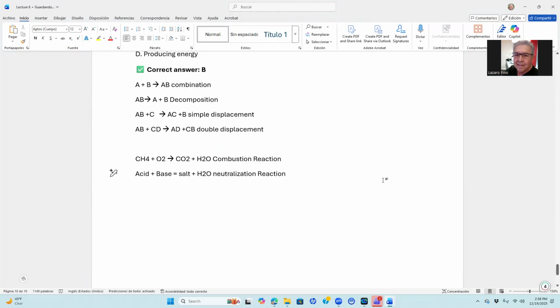With this, we finished. Remember what is important: the evidence that you are in front of a chemical reaction, that is, a chemical change; how to balance the chemical equation based on the law of conservation of mass; and also the different types of chemical reaction.